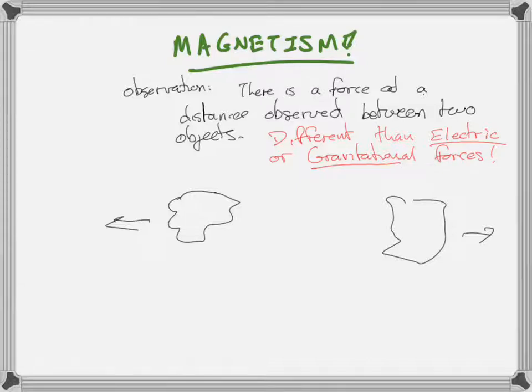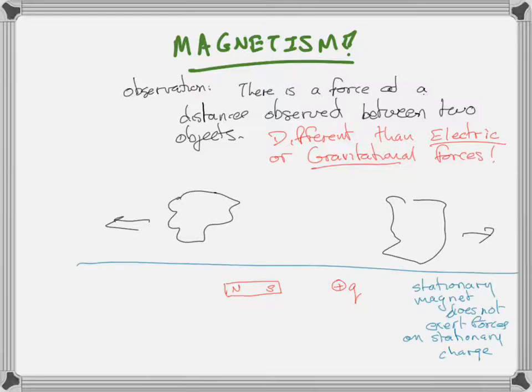We can observe that it's not an electric force because we've discovered electricity, and we can bring a magnet near an electrically charged insulator, and it will not exert a force on it. So we know what magnets look like. Typically, your third grade magnet is a bar magnet that has a north pole and a south pole. If you bring a magnet near a charge, those two do not exert forces on each other when they're stationary. Let's try to pull these observations together.